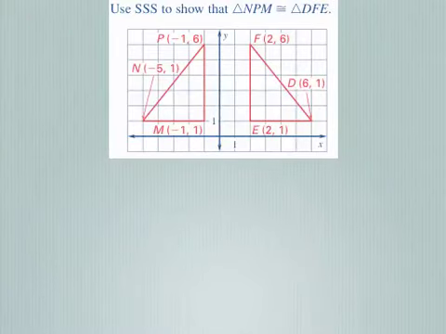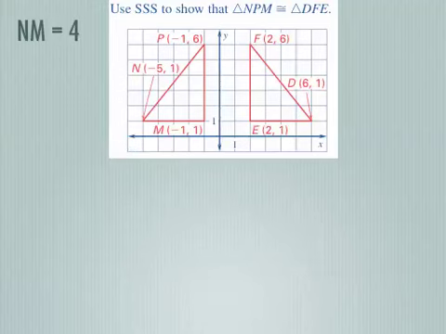This last example asks us to use SSS to show that triangle NPM is congruent to triangle DFE. If you notice, we have two triangles in a coordinate plane. We are not directly given the lengths of the sides of the triangles, however, I can use the coordinate plane to find them. Let's start with the triangle on the left. The distance from point N to point M, the side on the bottom of this triangle, would be 4. I can use the coordinate plane to just count the units since it is a horizontal line.